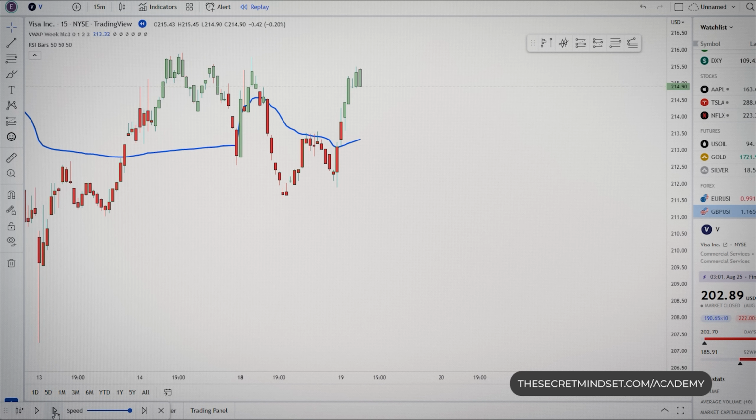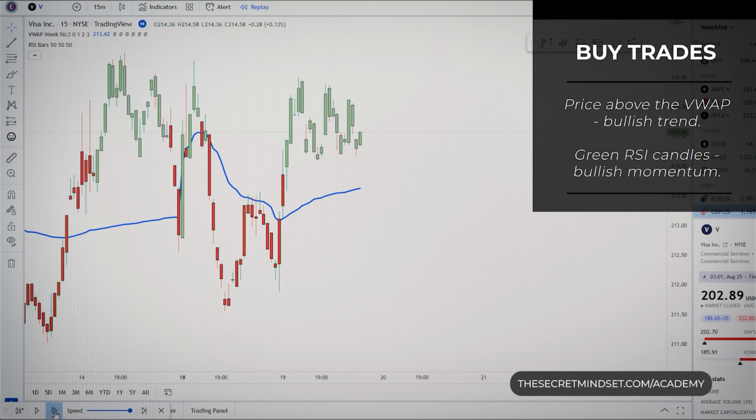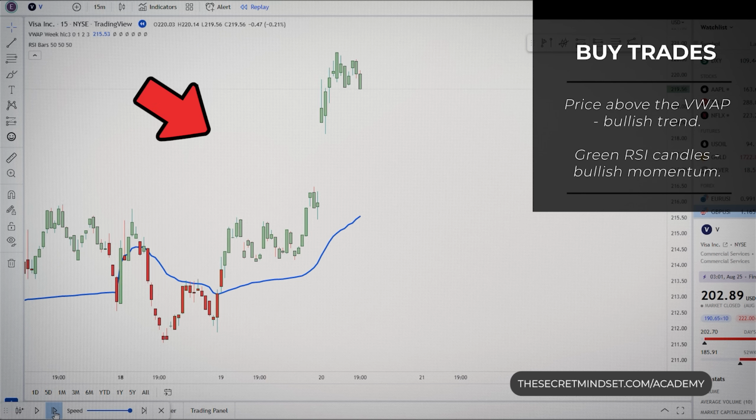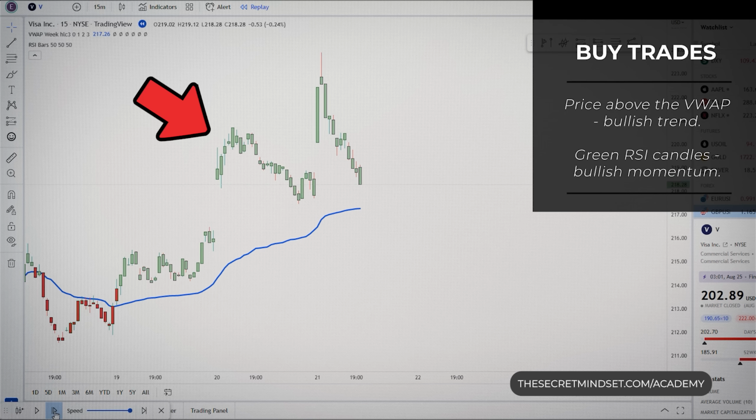It's very easy to assess the current state of the market. Price above the VWAP, bullish trend. Green RSI candles, bullish momentum. In this situation, you'll look for long signals.